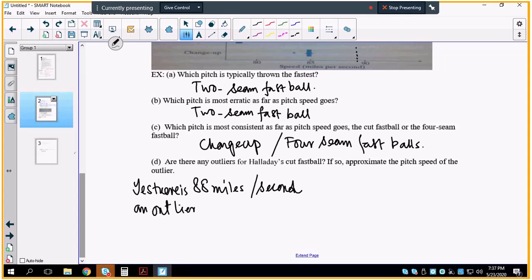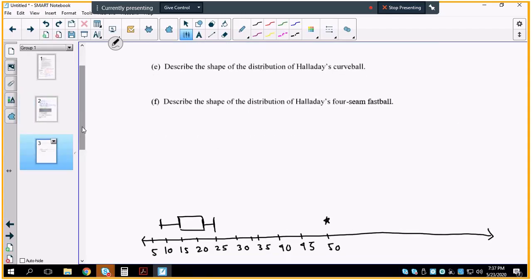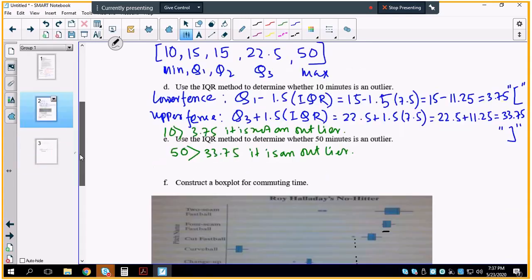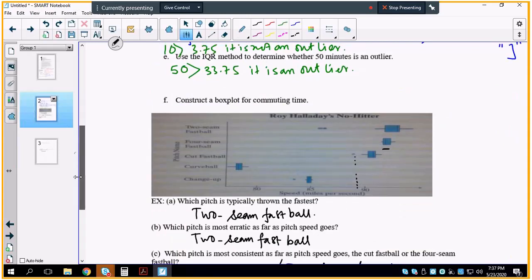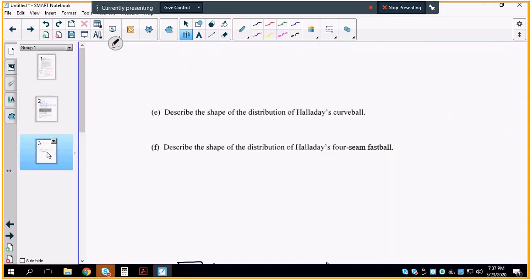That answers this question. There are two more that are based on this graph. Describe the shape of the distribution of Halladay's curveball. So we are talking about the skewness. Halladay's curveball, you see the left tail is longer. Clearly the left tail is longer in Halladay's curveball. So we go ahead and say that this is left skewed.